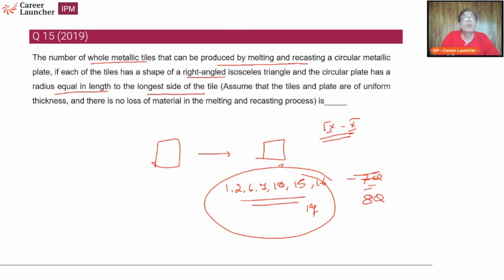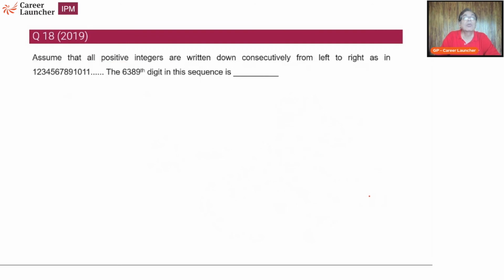But remember, there are 3 more questions left. Let's look at those questions also. Assume all positive integers are written down consecutively from left to right, as in this particular expression. The 6389th digit in the sequence is what? Okay, no issue at all. We need to find the 6389th digit. There's a question which you have done in your studies. There's again a class 9th, 10th question for all practical purposes. So please attempt. Question 18, class 9th, 10th, to be attempted definitely as far as the paper is concerned, assuming you have time. If you say I've already exhausted my time, I don't think you can do anything. But if you have time, you should definitely attempt this one also.